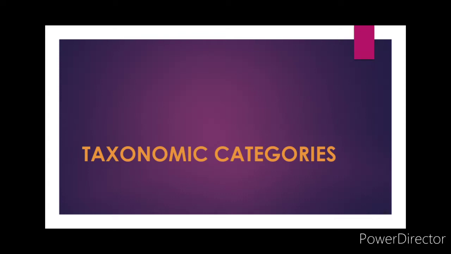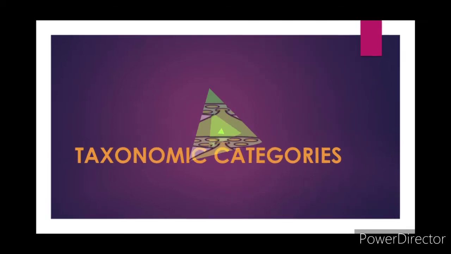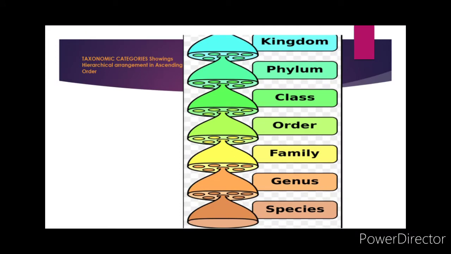In this topic, we'll study different taxonomic categories. The various groups used in classification are called taxa, and the arrangement of these taxa constitutes the taxonomic hierarchy, which we can see in this flowchart. These are the taxonomic categories showing hierarchical arrangement in their ascending order. We can say that species is the lowest category, while kingdom is the highest.